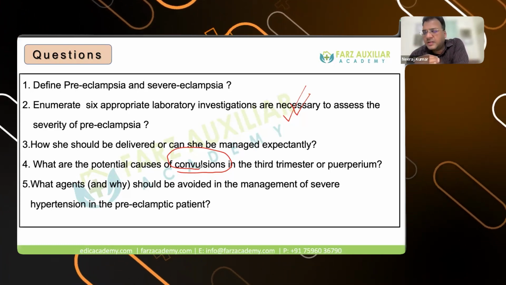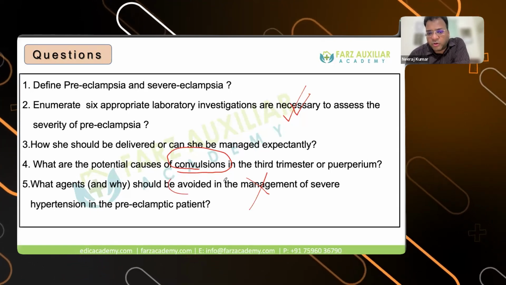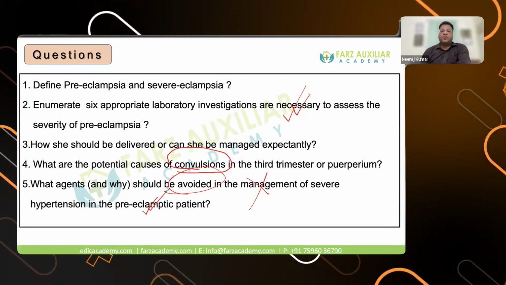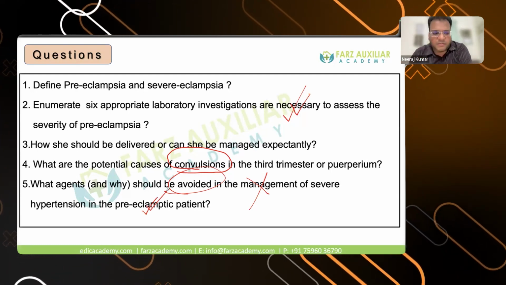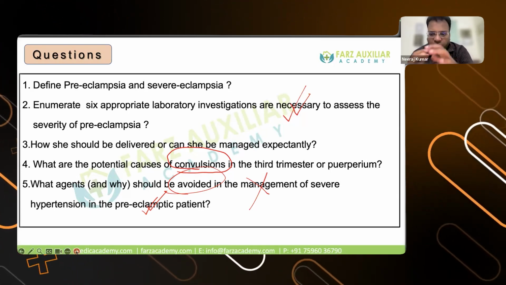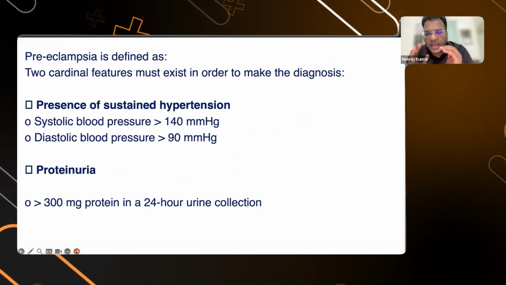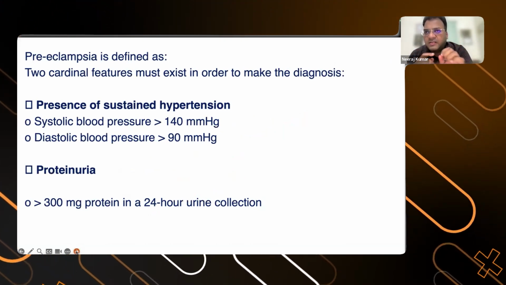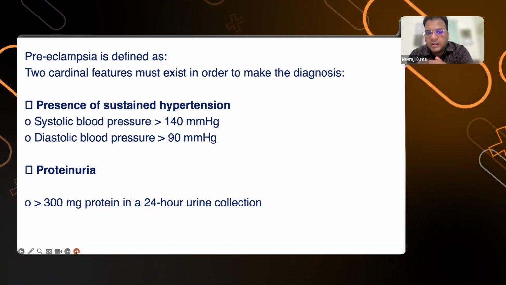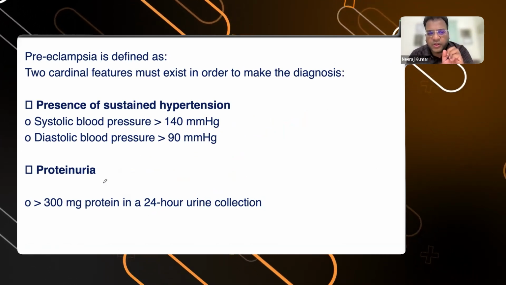And then what are the agents that you will take care with, or will avoid, in managing the hypertension in this preeclamptic patient. So these are 5 sets of questions that may be asked in your exam, although the scenario changes every time. You have to know the definition, and it should be very precise. The values should be precise, like SBP more than 140 and diastolic more than 90, and there must be cardinal features like proteinuria.